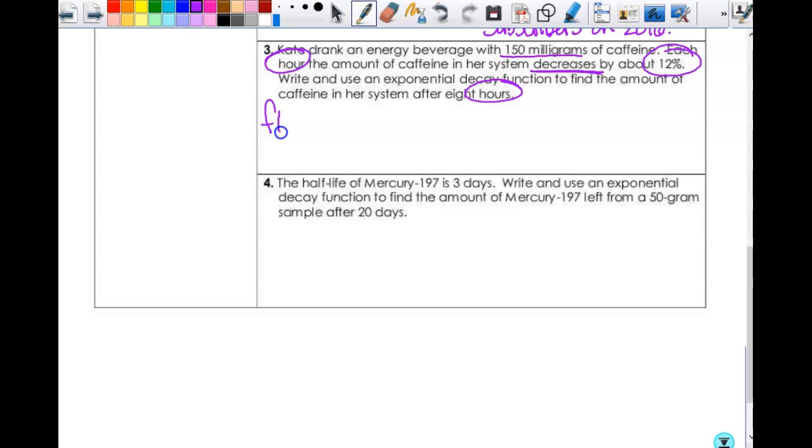So I do f(t). That's equal to, what do we start with? 150 times 1 minus 0.12 to the t power. Okay, because it's a decay, so you got to go down. So f(8) is equal to 150 times, what's 1 minus 0.12? What's $1 minus 12 cents? 88 cents. Okay. Don't make it harder than it is, to the 8th power.